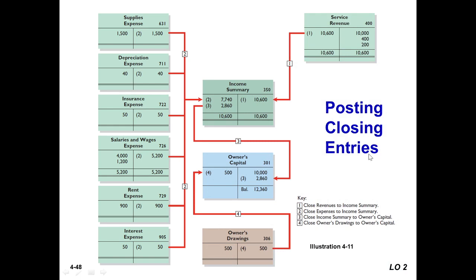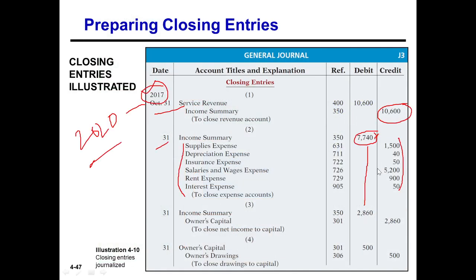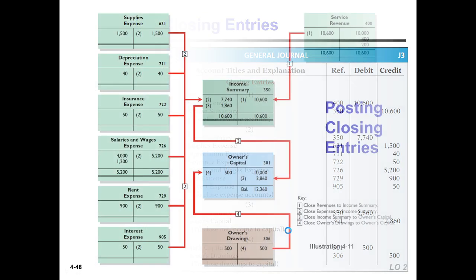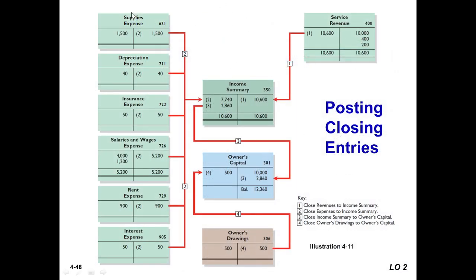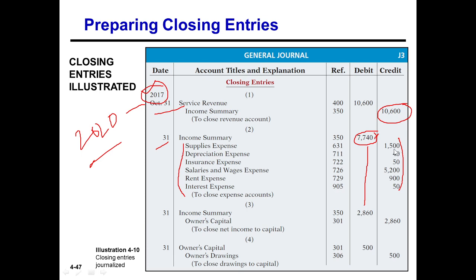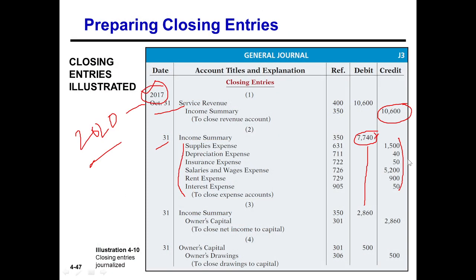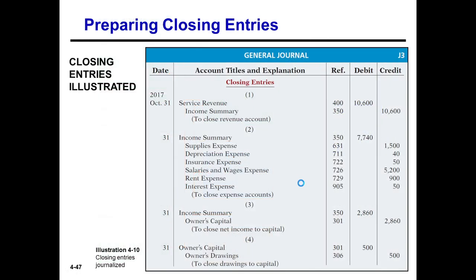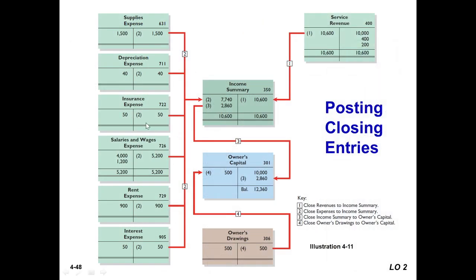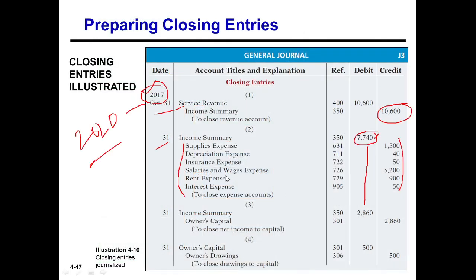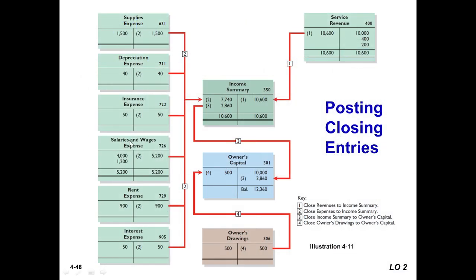This is the posting of closing entries. Here we have a lot of entries, this is the ledger for posting closing entries. The supplies expense 1,500. The depreciation expense 40. Insurance expense 50. Then salaries and wages expense 5,200, 4,000 and 1,200.